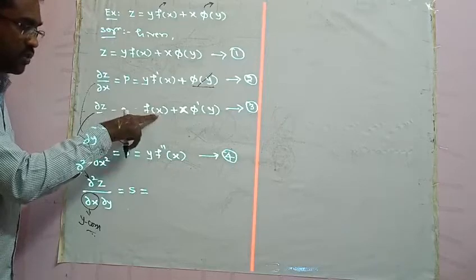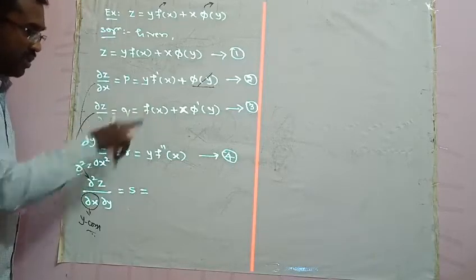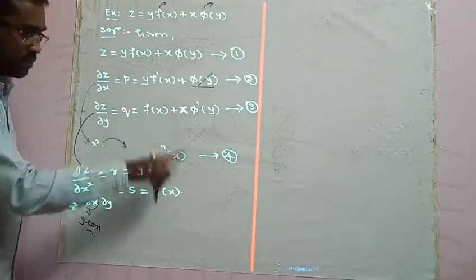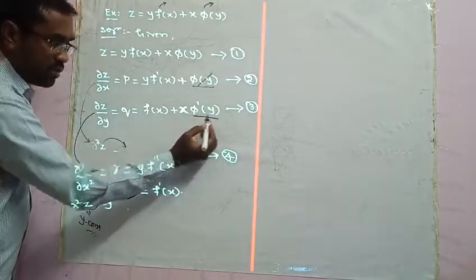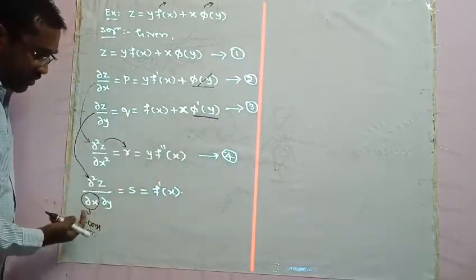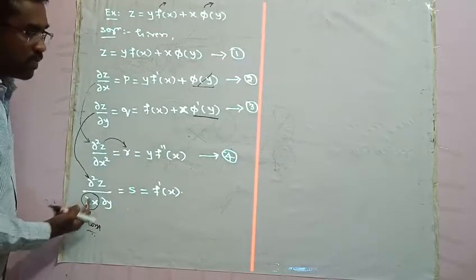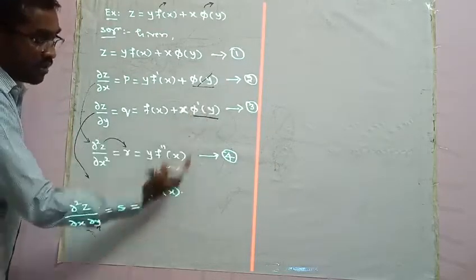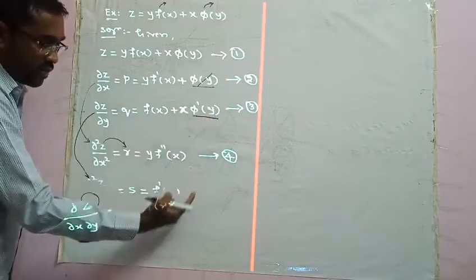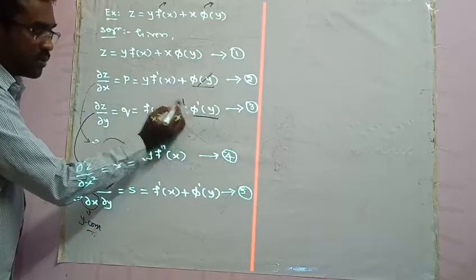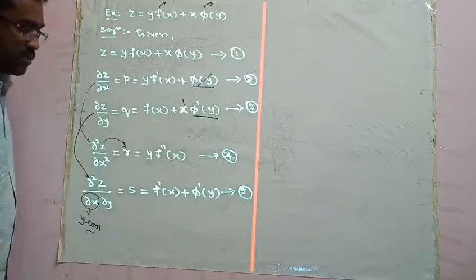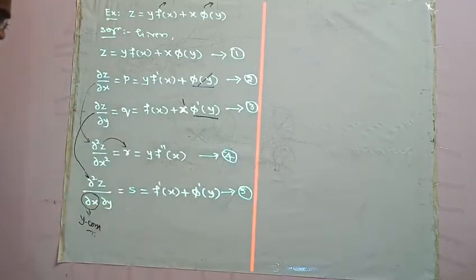Differentiation of f of x with respect to x is f dash, plus what is constant? Phi dash of y is constant because we are differentiating with respect to x now. Write phi dash of y as it is. Differentiation of x with respect to x is 1. What you got is this. Call it equation number 5.